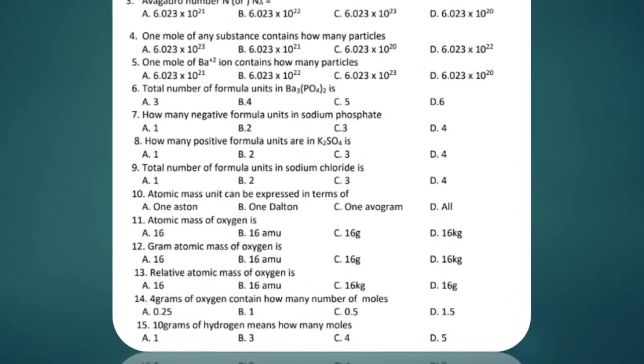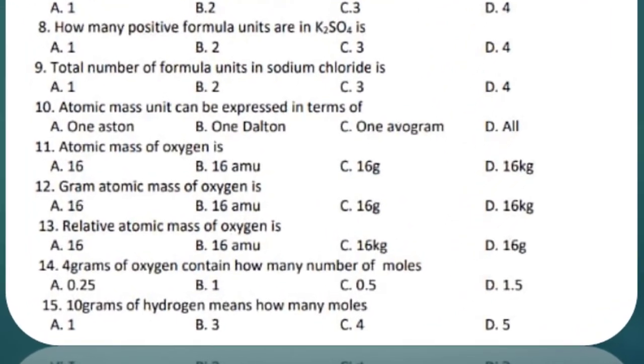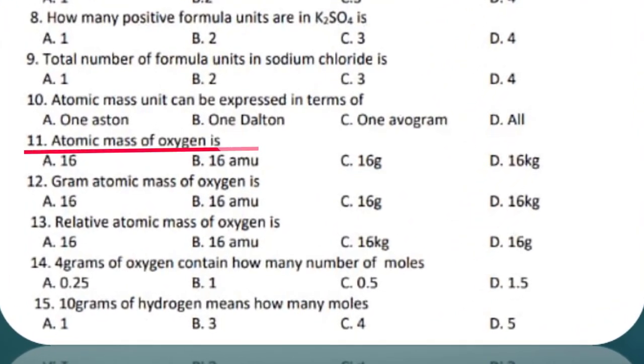Next, atomic mass of oxygen is 16 AMU. Gram atomic mass is 16 gram. Relative atomic mass is 16. The 14th one, option A, 0.25. And the 15th one, the option given is 10, so there is some correction. You write A and make 1 as 10.